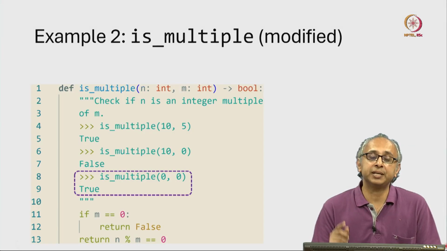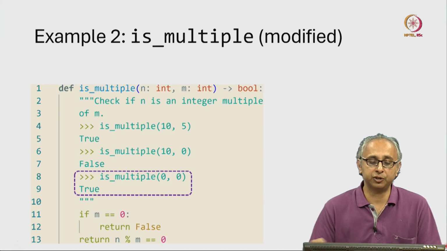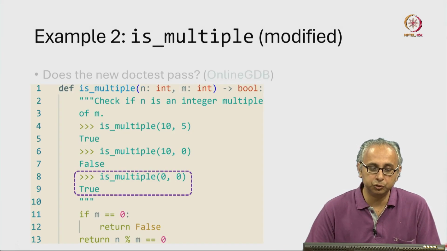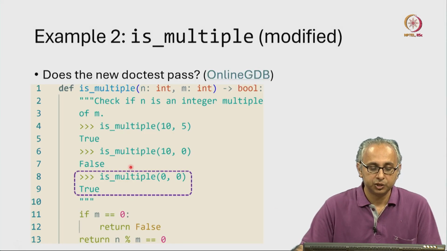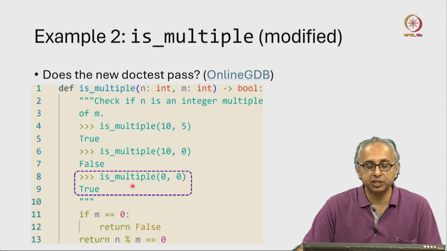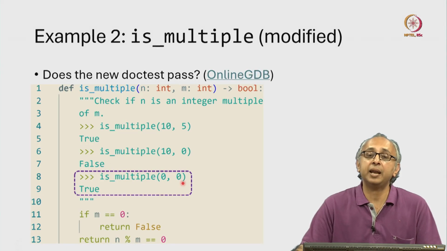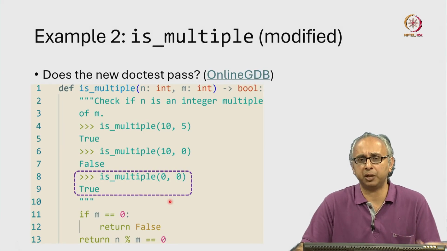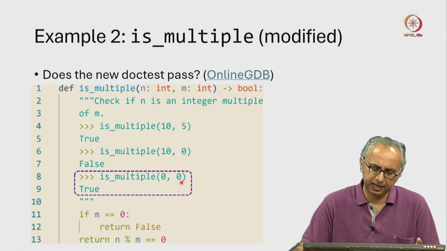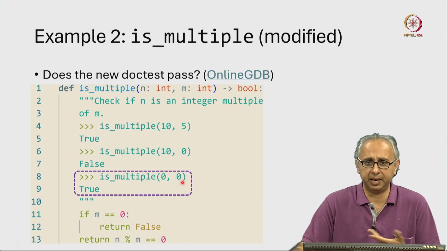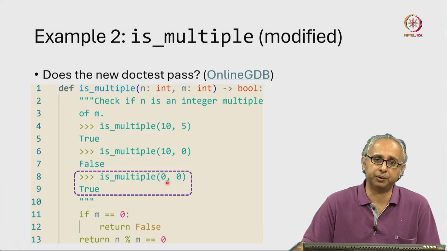So for our next example, let's slightly modify this function by adding a new doc test. I've added this doc test, is multiple 0, 0, and I want this to return true because 0 is an integer multiple of 0. If I take this 0 and I multiply it with any integer, I will get 0. So 0 is an integer multiple of 0.